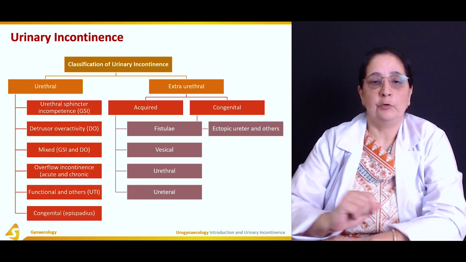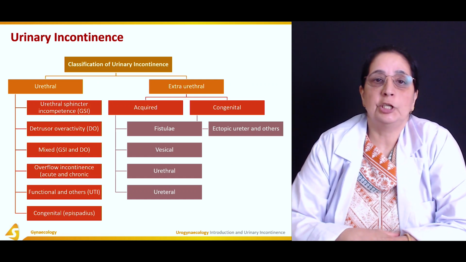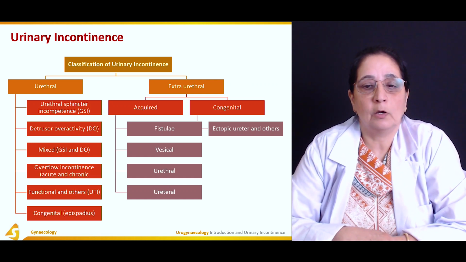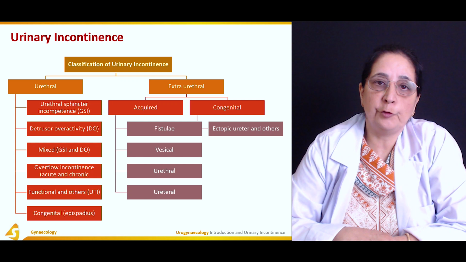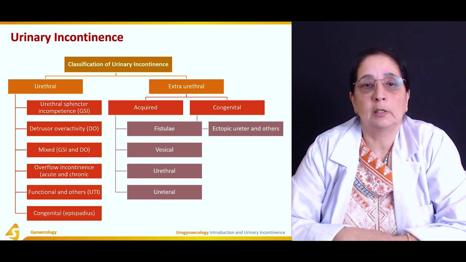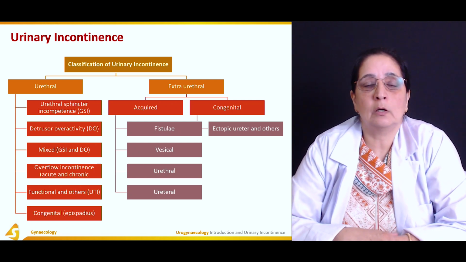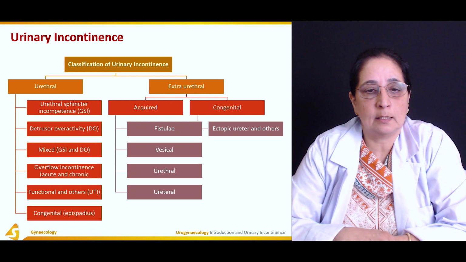Then we have urinary incontinence. What's the classification of urinary incontinence? It can be urethral or it can be extra-urethral, outside the urethra.